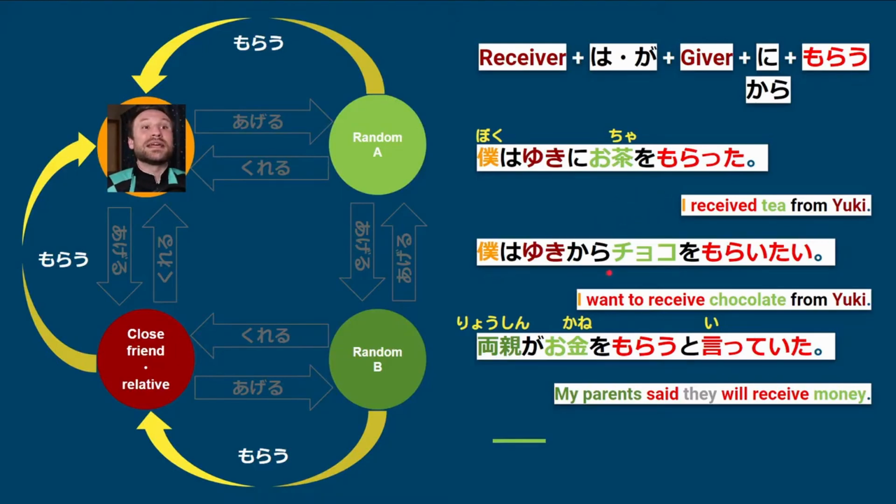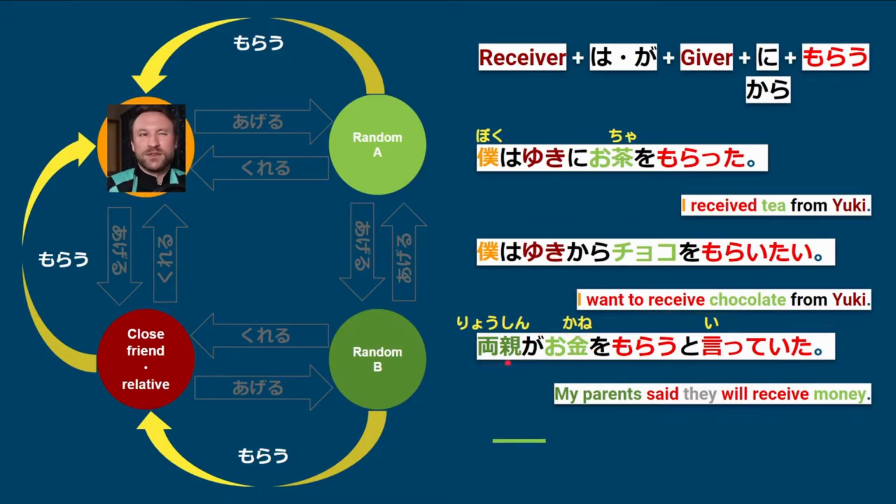Boku wa Yuki kara choko o moraitai. I want to receive chocolate from Yuki. Boku wa Yuki kara choco or chocoreto o moraitai. Chocoreto is often shortened to choco. I want to receive chocolate from Yuki.